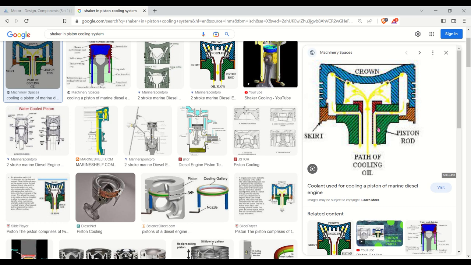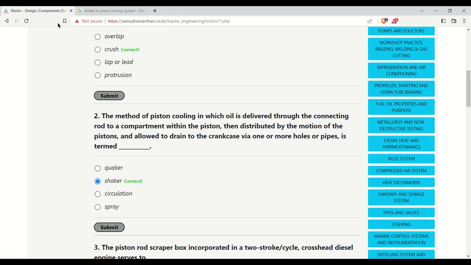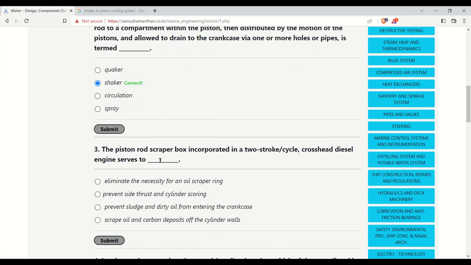Okay, let's move to the third question. The piston rod scraper box incorporated in a two-stroke cycle crosshead diesel engine serves to, and the options are: eliminate the necessity for an oil scraper ring, prevent side thrust and cylinder scoring, prevent sludge and dirty oil from entering the crankcase, scrape oil and carbon deposits off the cylinder walls. The correct answer should be prevent sludge and dirty oil from entering the crankcase.